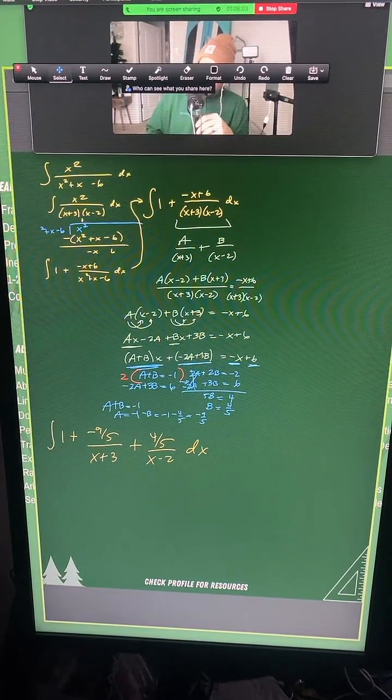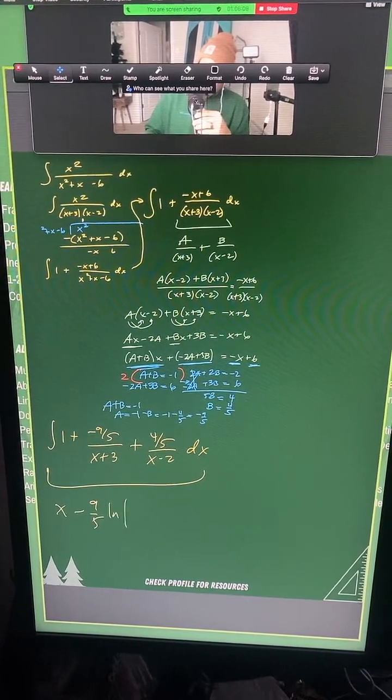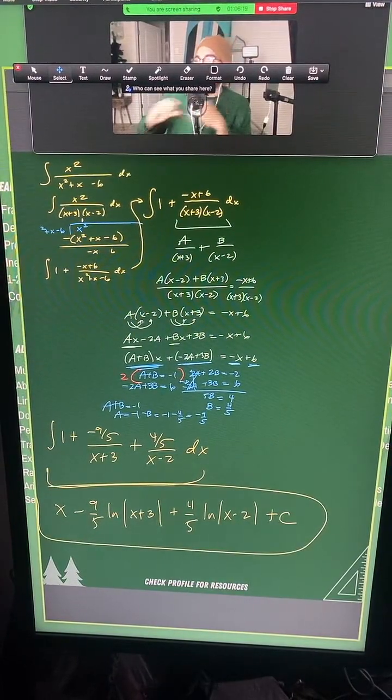All right, so the final answer here is the integral of 1, which is just x, minus 9/5 natural log of x plus 3, plus 4/5 natural log of x minus 2, and then plus C. Boom. That is our value.